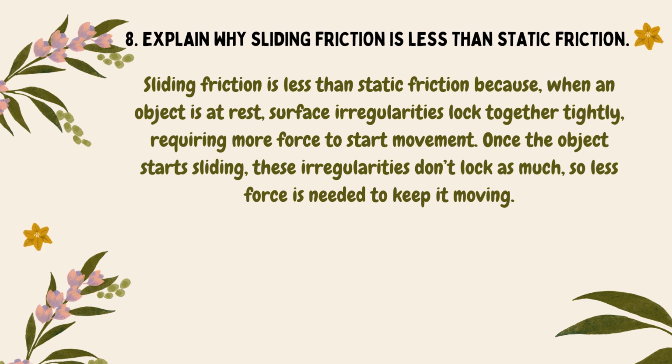8. Explain why sliding friction is less than static friction. Sliding friction is less than static friction because when an object is at rest, surface irregularities lock together tightly, requiring more force to start movement. Once the object starts sliding, these irregularities don't lock as much, so less force is needed to keep it moving.